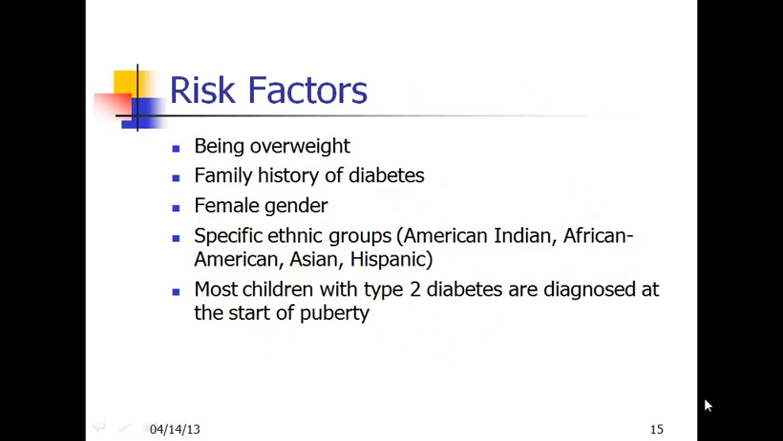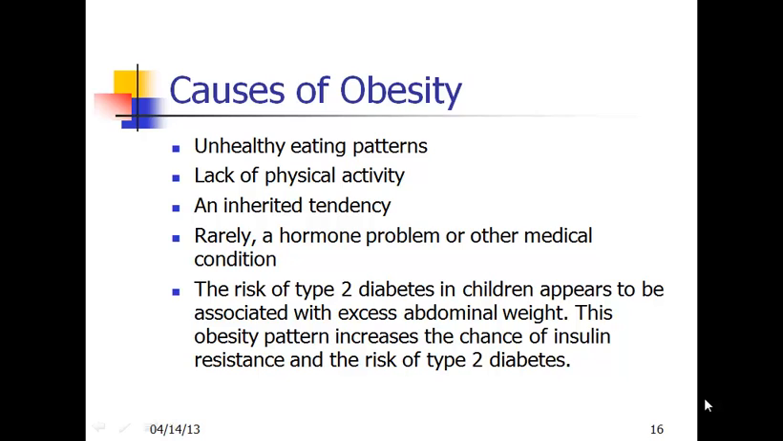Some risk factors for type 2 diabetes are being overweight, a family history of diabetes, being female, and specific ethnic groups such as American Indian, African American, Asian, and Hispanic. Most children with type 2 diabetes are diagnosed at the start of puberty. Some causes of obesity are unhealthy eating patterns and lack of physical activity. There is also an inherited tendency, and rarely a hormonal problem or other medical condition.